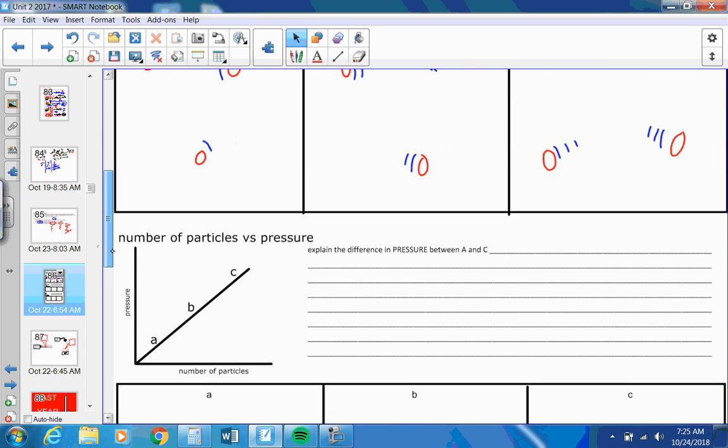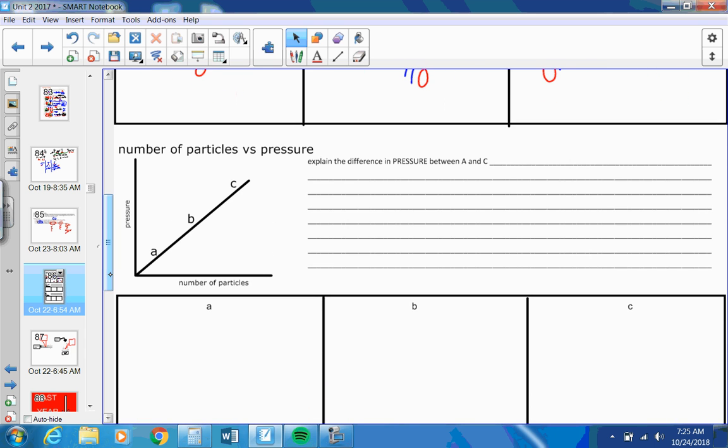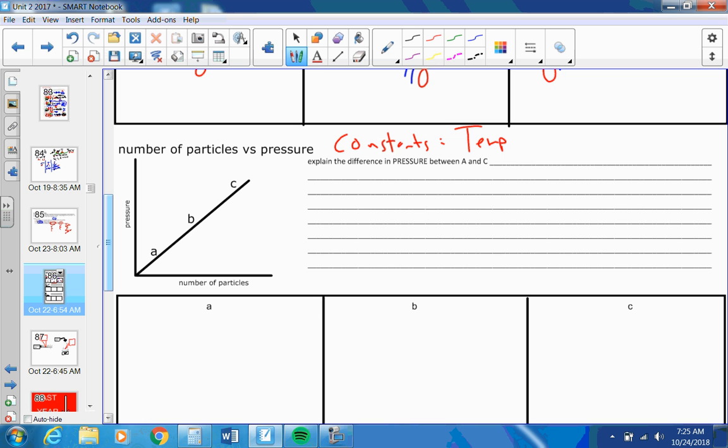Next one down is different. This next one's number of particles versus pressure. So this time my constants are supposed to be the temp and the volume. Once again, we don't represent the volume on here because we're not drawing the whole container.